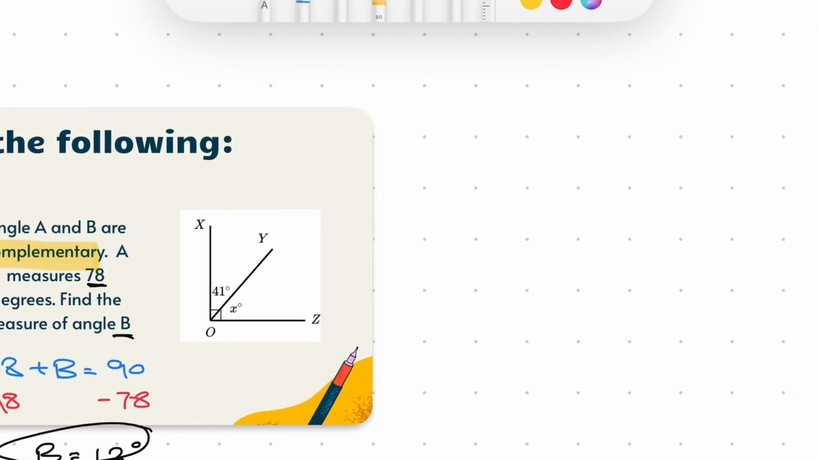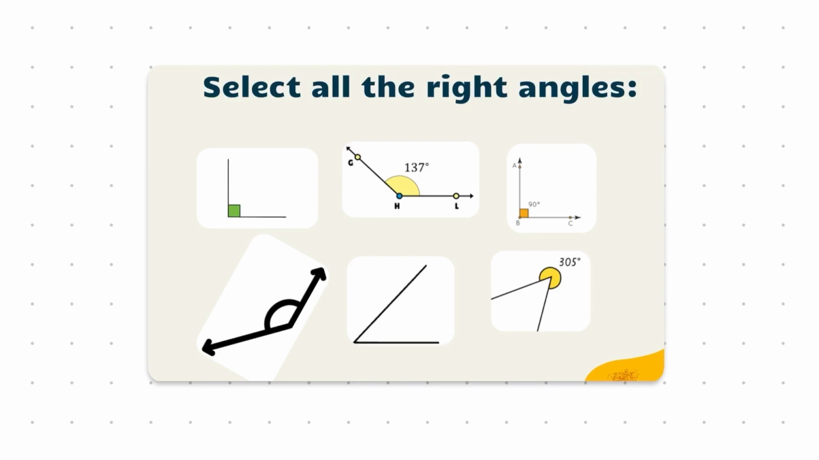For our third and final problem, we're going to do it the same way, except we have different numbers. So I'm once again given a diagram with a right angle, and I'm trying to solve for x. Like we did for the first problem, we can set up an equation. We know that x plus 41 must be equal to 90. And by subtracting 41 from both sides, we get that x is equal to 49 degrees. We're now asked to select all of the right angles.